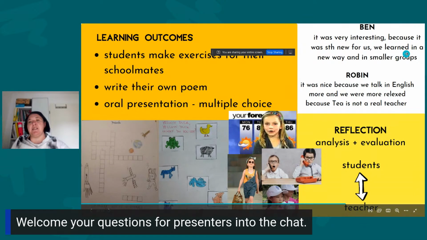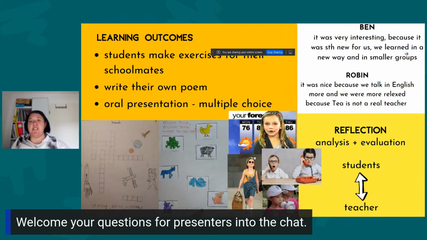Okay, and there Ben says that kind of teaching is very interesting. It depends on these things that I work with this student from 8th grade, because it is something new. They learned in many ways in smaller groups. Robin says that it is more relaxed because Thea is not a real teacher. But it was very nice, very obedient. There were no behavior problems also when Thea teaches them.